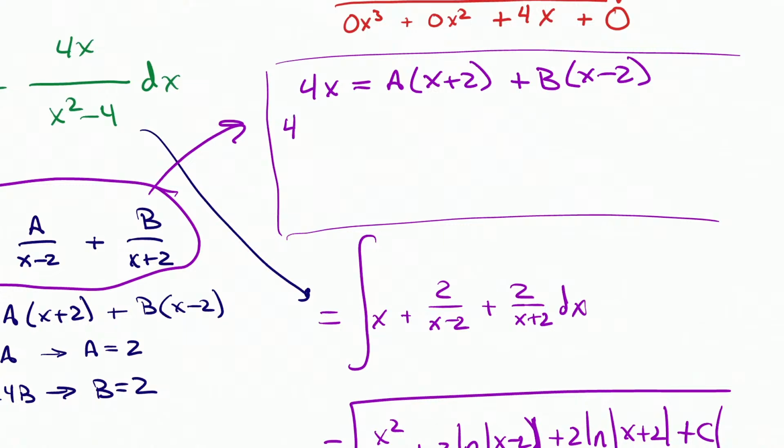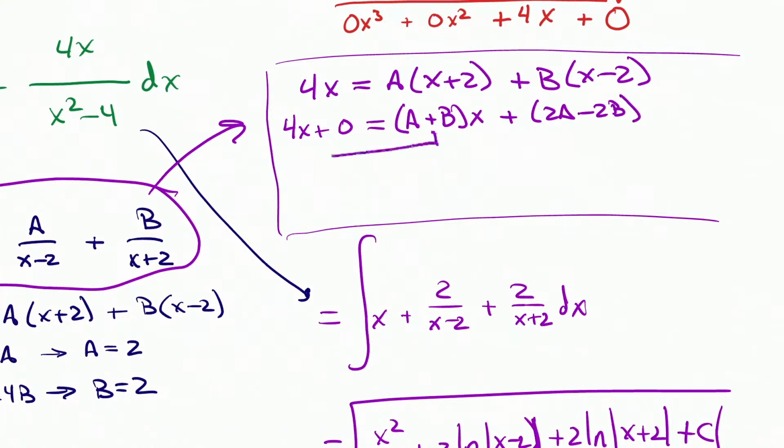But here's how I would do this if I did it the book way: I would recognize that this on the left is 4x plus 0. On the right, a plus b times x plus 2a minus 2b. And now lining up the coefficients, a plus b is equal to 4, 2a minus 2b equals 0. Two equations, two unknowns, I don't know how you want to solve this.